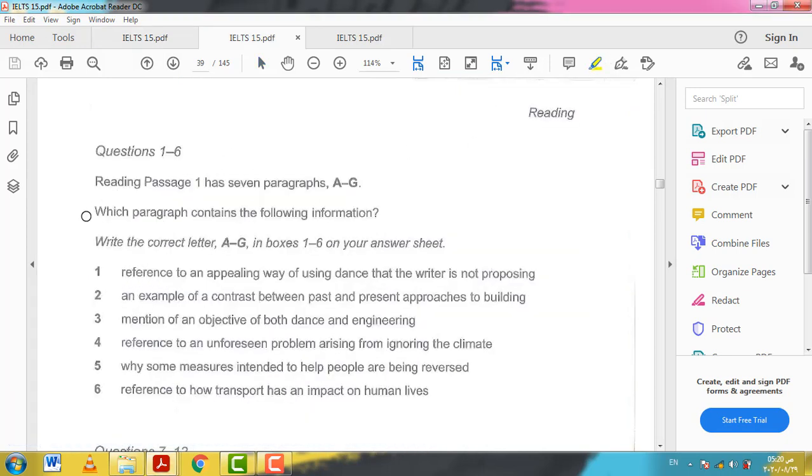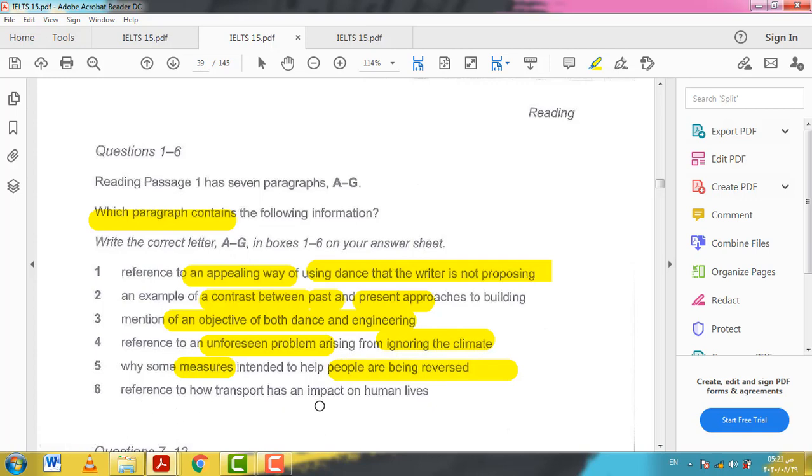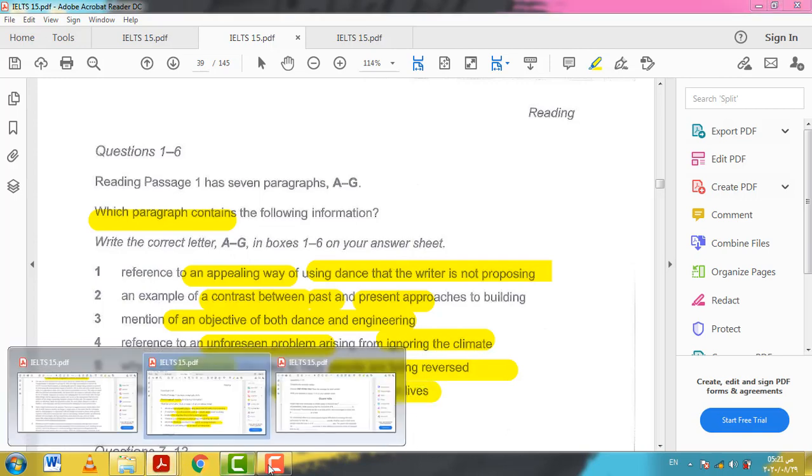Start with the questions. Which paragraph? Keywords. Reference to an appealing way of using dance that the writer is not proposing. An example of a contrast between past and present approaches. Mention of an objective of both dance and engineering. Reference to an unforeseen problem arising from ignoring the climate. Why some measures intended to help people are being reversed. Measures reversed. Refers to how transport has an impact on human lives.